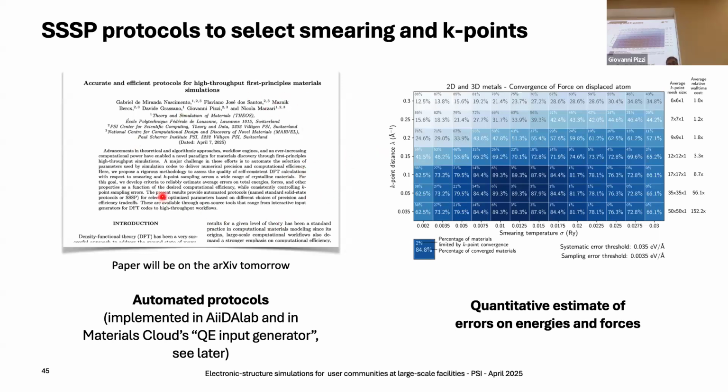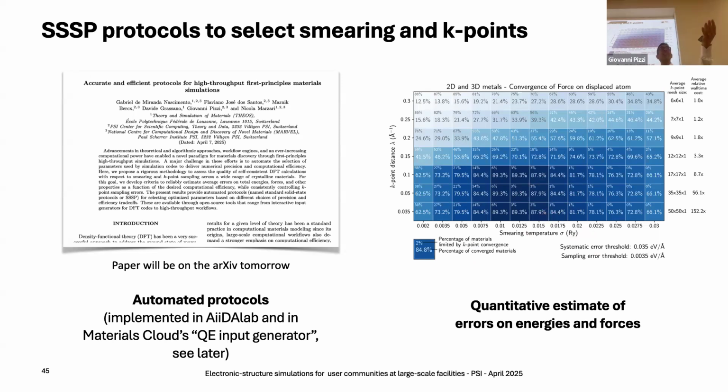We did a work with Nicola Marzari, Gabriel De Miranda Nascimento, and a few more co-authors to really do a systematic test on a few hundred materials to test what the contribution of these two errors are and get a way, given some threshold that you can decide on energy and forces, to know what the correct values of smearing and meshes you should use in order to have the energies and the forces below a certain error. So you don't essentially need to do this test of convergence as a function of smearing and k-points anymore, because you can just use the results we already have.